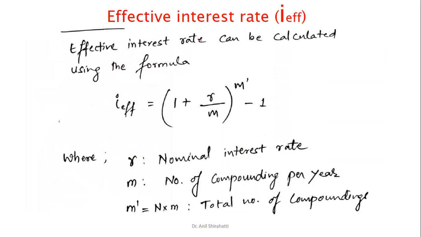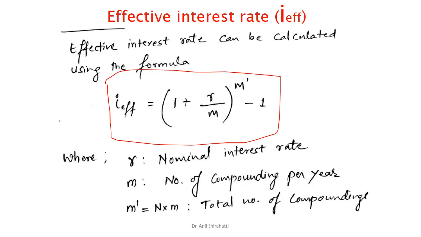First you have to understand how to calculate the effective interest rate. The effective interest rate can be calculated using the formula: i effective equals (1 plus r by m) raised to m dash, minus 1. Here r is the nominal interest rate specified, m is the number of compoundings per year, and m dash is n into m, that is the total number of compoundings.